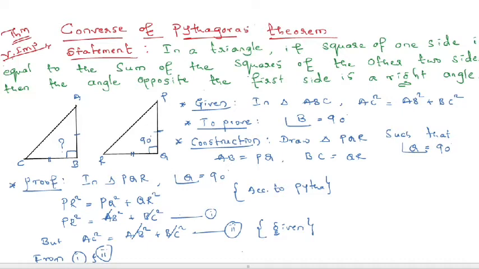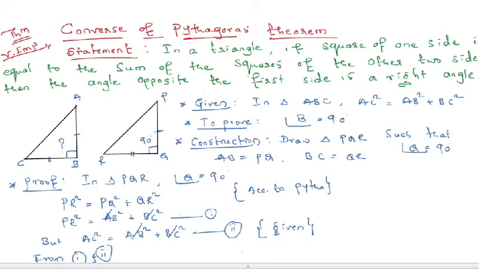In the previous class we discussed Pythagoras theorem. Today we are discussing the converse of Pythagoras theorem. It is also a very important theorem. The statement is: in a triangle, if the square of one side is equal to the sum of the squares of the other two sides, then the angle opposite the first side is a right angle.